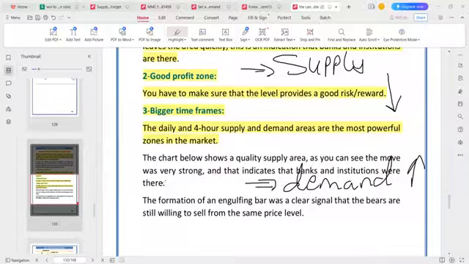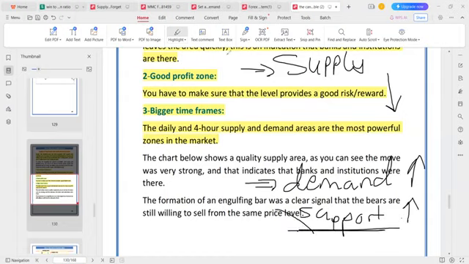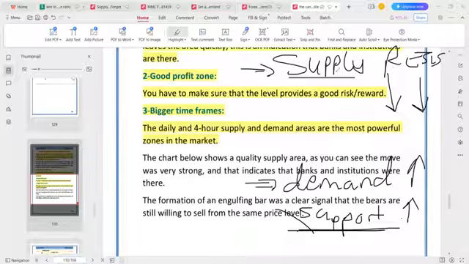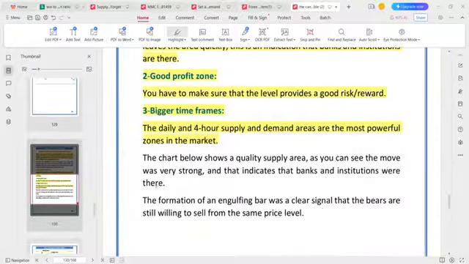Then with demand comes support. So support zones, when we say support and resistance, when something hits support, it was falling and it has found support, so it's going to go up. When something is coming up and it finds a resistance, it comes down. So supply and resistance, we will be talking about sell setups. Demand and support, we'll be talking about buy setups. So just don't get those terms confused. I just tried to explain them there.